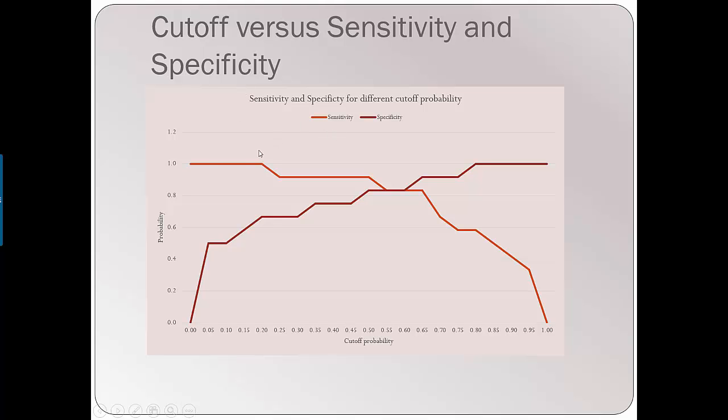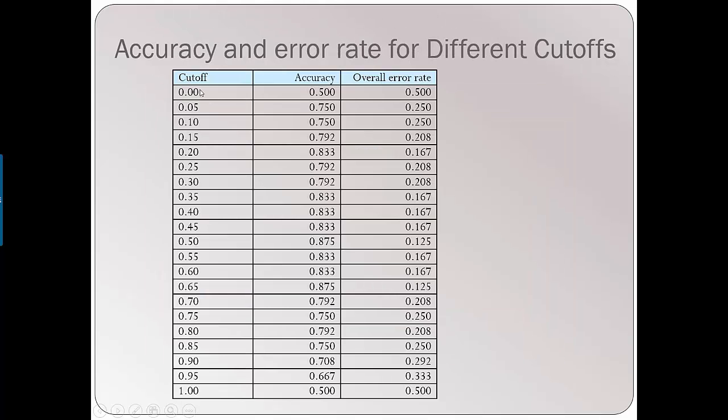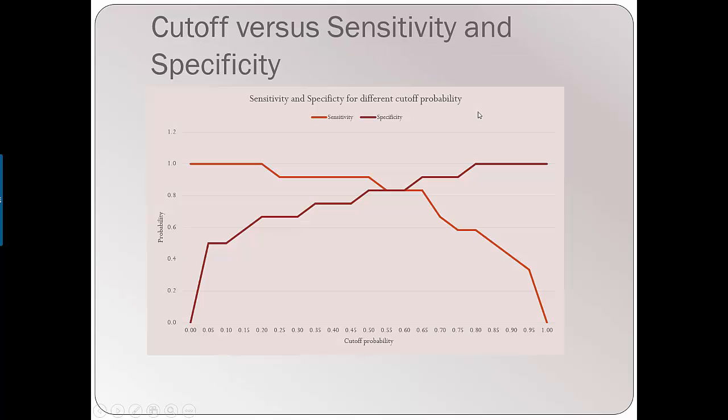Now the same thing continues. If you compute not just accuracy and overall error rate, but also sensitivity and specificity, then sensitivity will be like this. So at 0, everybody will be classified as event, which means all the events will be classified as event. So your probability of an event getting classified as an event will be 100%. And of course, it will go down to 0 if the cutoff is 1, then sensitivity will be 0. So you'll go from 1 to 0.